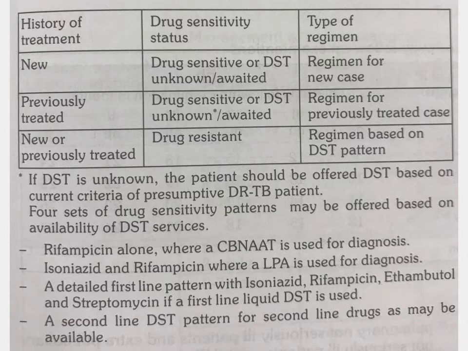The information required for treatment initiation of TB patients is the drug sensitivity pattern and history of anti-TB treatment. Based on it, the decision on treatment can be taken according to all these things which you see in this slide.